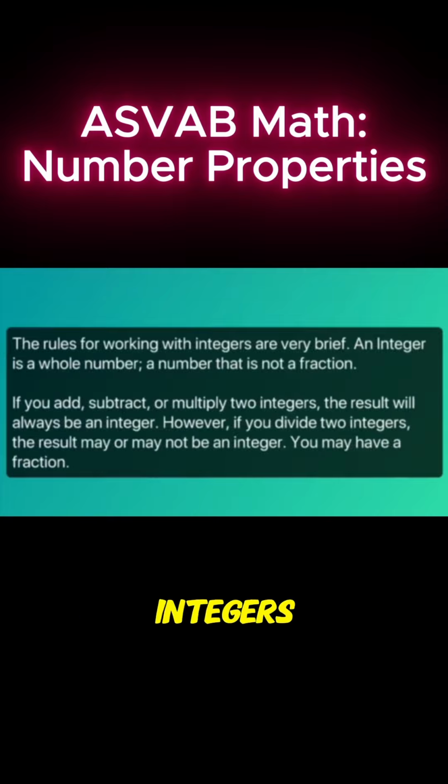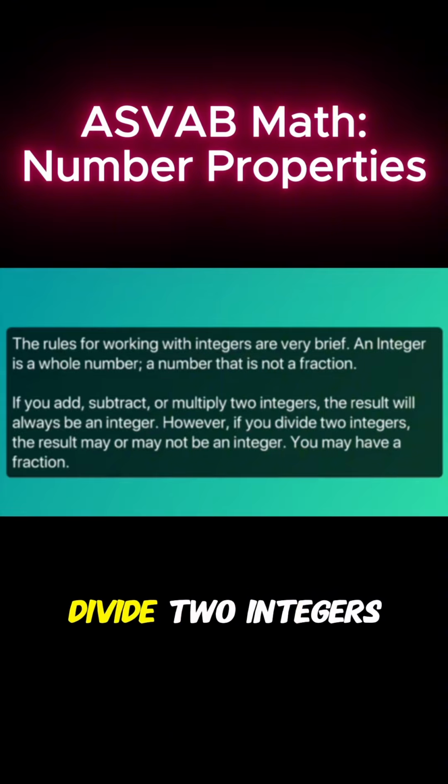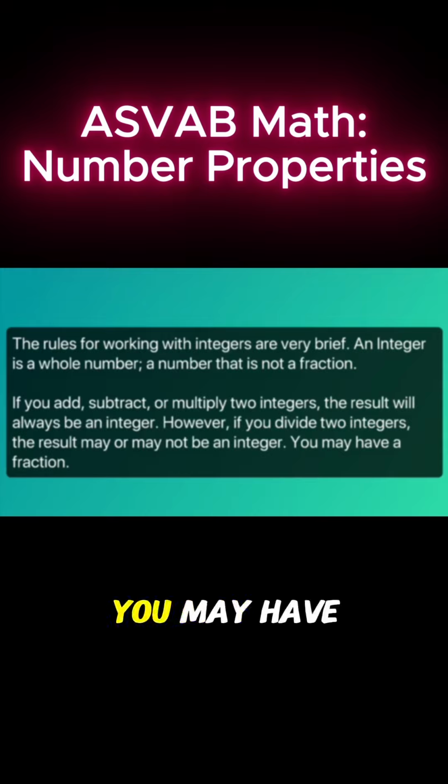The rules for working with integers are very brief. An integer is a whole number, a number that is not a fraction. If you add, subtract, or multiply 2 integers, the result will always be an integer. However, if you divide 2 integers, the result may or may not be an integer. You may have a fraction.